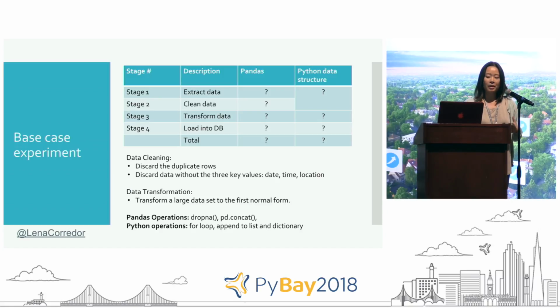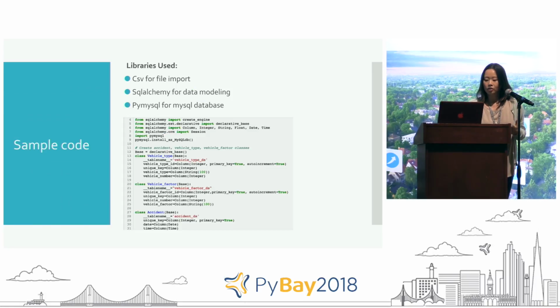So for my process, there are basically 4 stages. I extracted the data from a CSV file. I cleaned the data, basically removing duplicate rows and discarding data without key values. And I did a transformation on the data, which is a normalization to its normal form. Some of the operations I did were drop NA, concatenate, and for loops. The libraries I used were CSV for file import, SQL Alchemy for data modeling, and PyMySQL for my MySQL database.